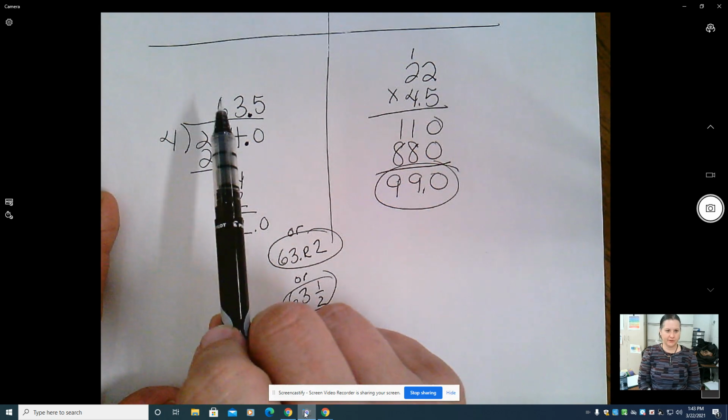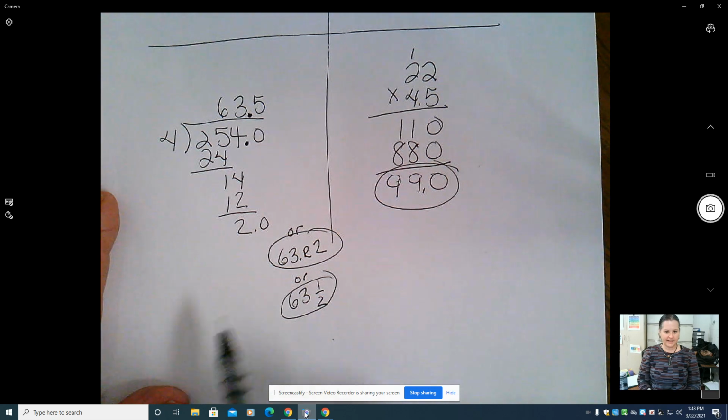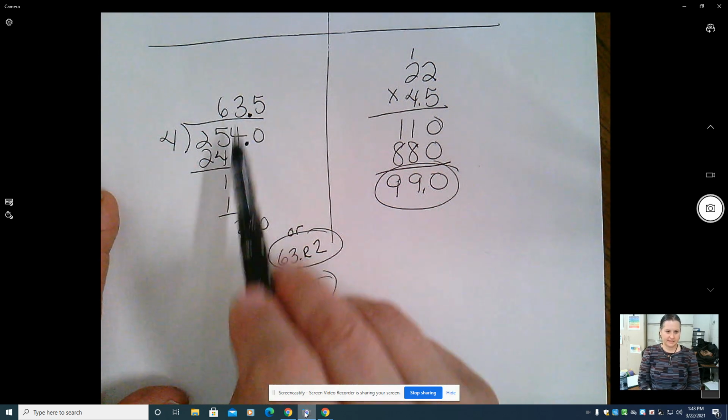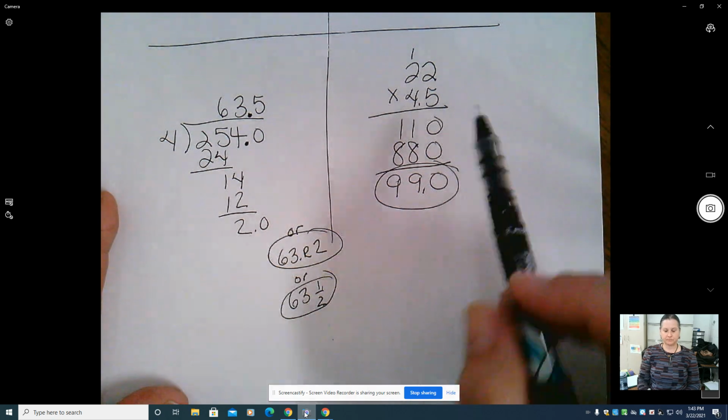You also could have gone 63 with a remainder of 2 and not added the decimal. That would be another option. Or it could have been 63 and 2 over 4 simplified down to 1/2. So any of these 3 answers will work.